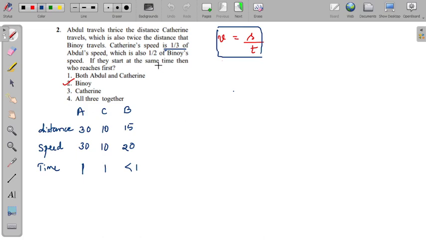If they start at the same time, who reaches first? That's the question. Time equals distance by speed. So 30 by 30 is 1 unit. This is 10 by 10, 1 unit. Here 15 by 20, the numerator is less and the denominator is more, so clearly this will be less than 1. So the time taken by Benoit is less than 1. The rest all take exactly equal time. Therefore, Benoit reaches first.